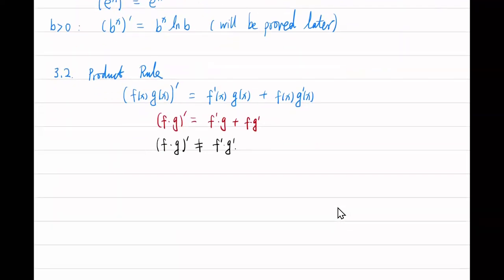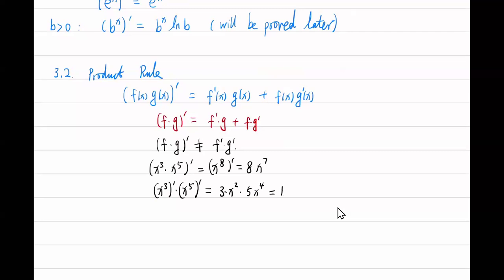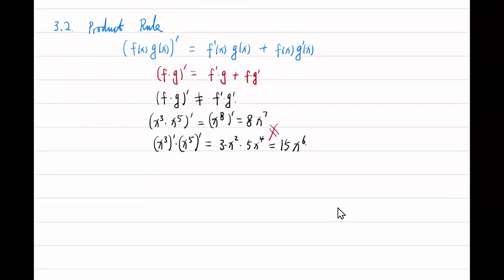A simple example to keep this in mind: x cubed times x to the fifth, the derivative will be the derivative of x to the eighth. But with the derivative of x cubed times the derivative of x to the fifth, it is 3x squared times the other. They are very different. And we will give a very short argument. Okay, how to get this formula?